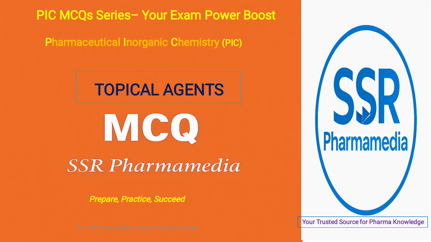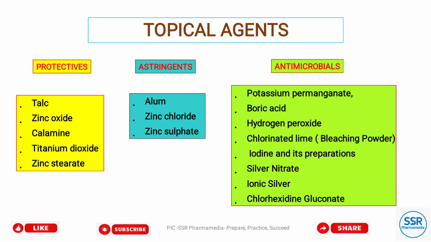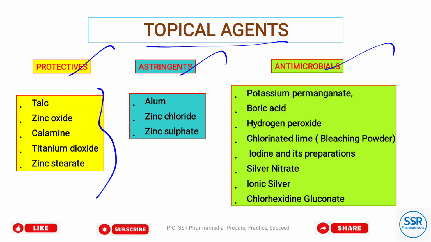So today we are going to discuss topical agents. Prepare, practice, succeed. Under the topical agents, we are going to cover protectives, astringents, and antimicrobial agents. These are the examples of each category: protective examples, astringent examples, and antimicrobial examples. We will discuss them one by one.